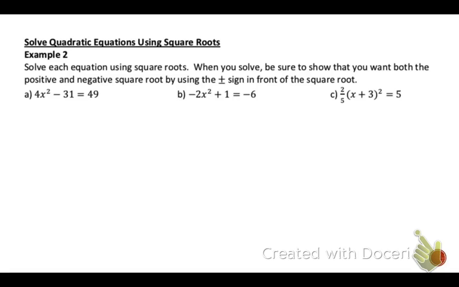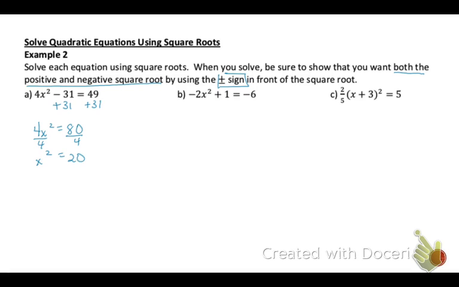So let's look at A. We need to move everything away from the x squared. So the first thing that we want to do is add the 31 over to the right side. When we rewrite, we get 4x squared equals 80. Now we're going to continue to isolate the x squared, so we can divide by 4. So now we're left with x squared equals 20.